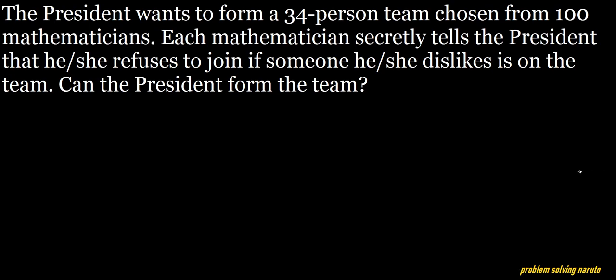So this is a combinatorial question, and many combinatorial questions admit a constructive solution. Constructive solution means you can actually concretely construct the pattern that the question requires. In this case, the pattern is the team. So let me show you a constructive solution where I construct the team step by step.